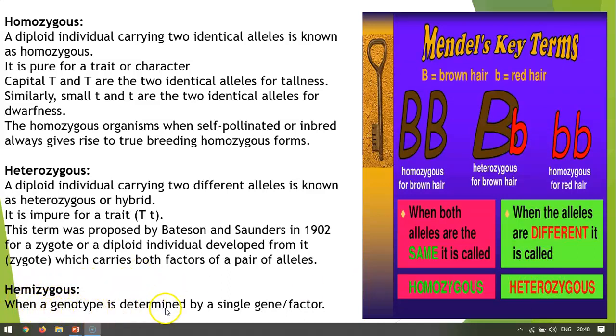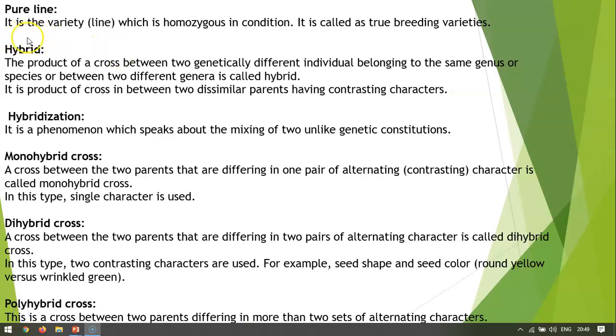Hemizygous is when a genotype is determined by a single gene or factor. Pure lines are a variety which is homozygous in condition. They are called true breeding varieties. That is, they have either both alleles dominant or both alleles recessive. Hybrids are the products of a cross between two genetically different individuals belonging to the same genus or species or between two different genera. Basically, hybrids are products of a cross between two dissimilar parents having contrasting traits.